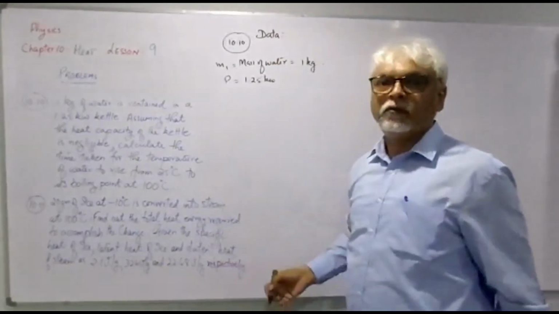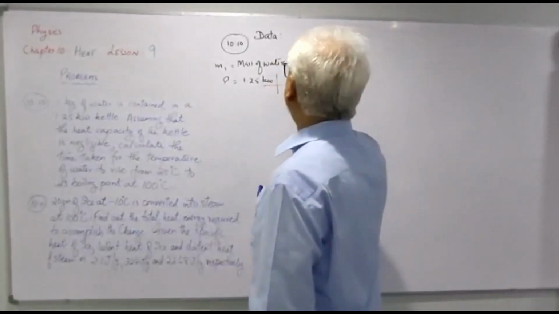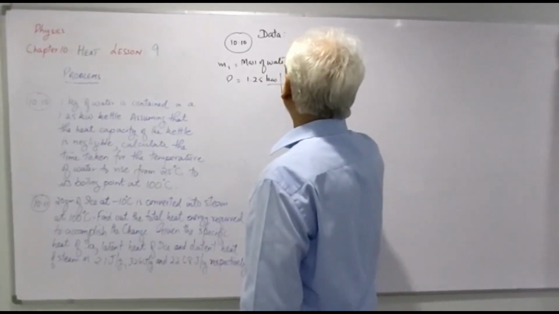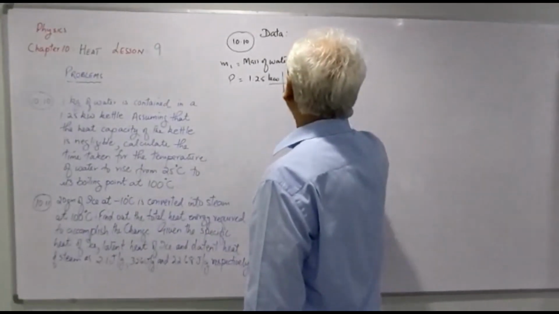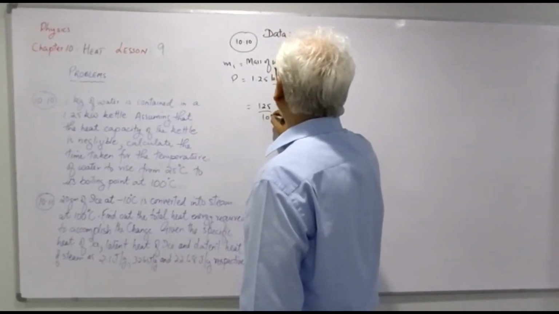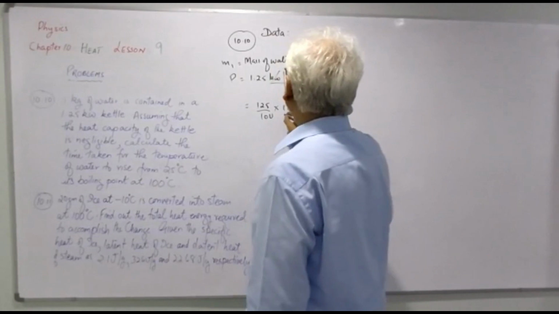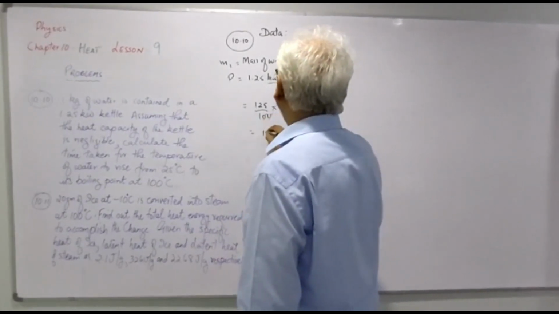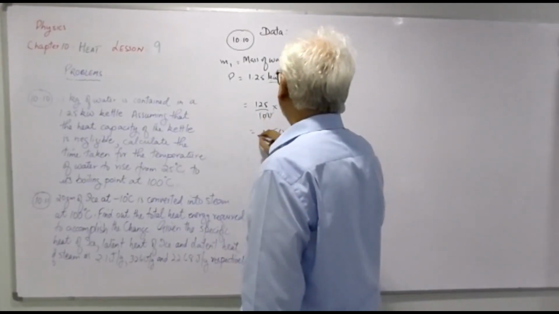Let's convert this kilowatt into watt here. So 1 kilowatt is equal to 1000 watts. So kilowatt and kilowatt will cancel. So you get 125/100 times 1000, which will give you 1250 watt. This is the power.